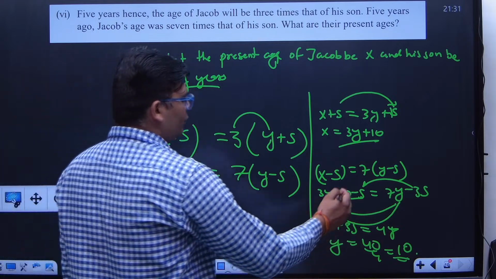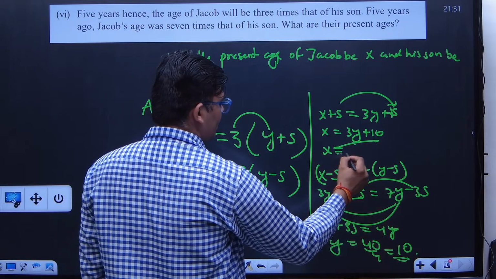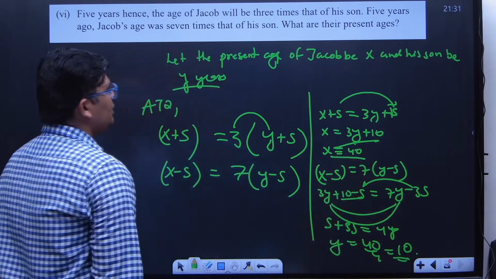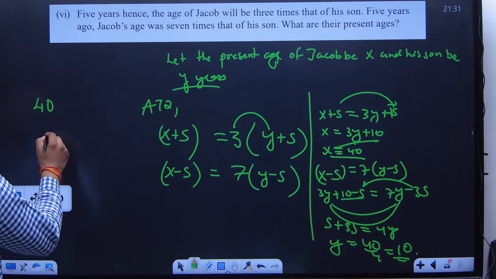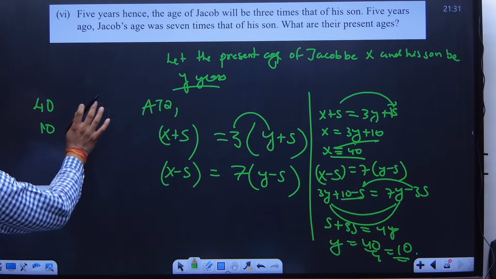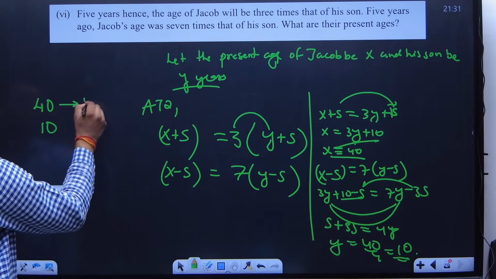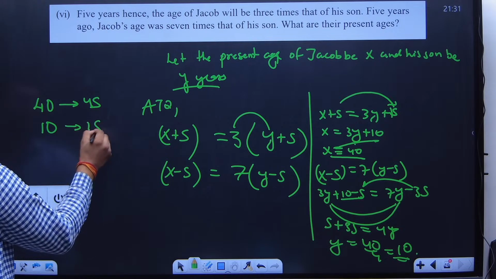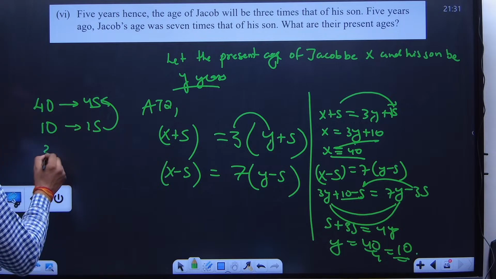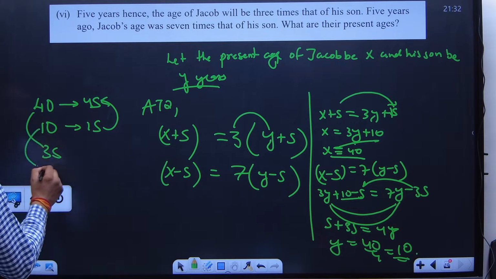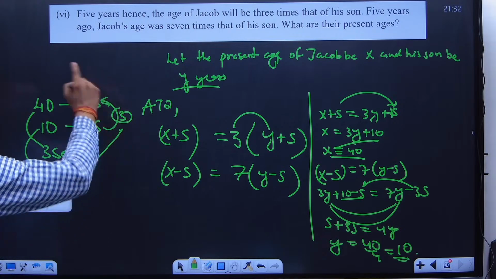So if we put the value of y in this case, x is going to be 3 into 10, 30 plus 10, 40. So what was the present age? Present age of Jacob was 40, that of his son was 10 years. Right? So 5 years from now, this will become 45, this will become 15. So this is 3 times. And 5 years ago, it was 35 and this was 5. So how many times? 7 times. So that is fitting with the condition as well.